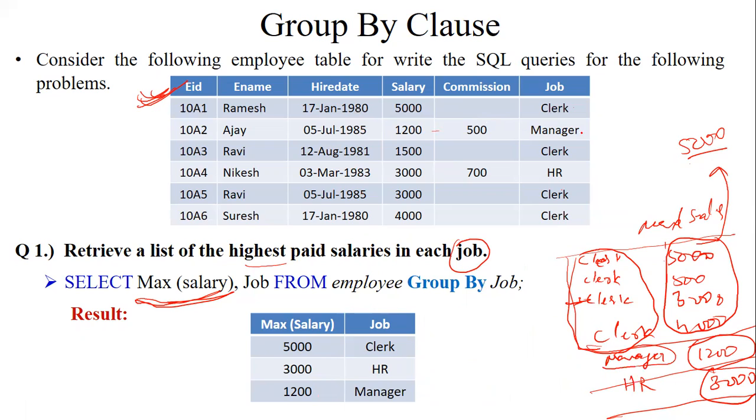Here you can see manager is appearing first before the HR, but here manager is displaying in the last with the HR. Why?